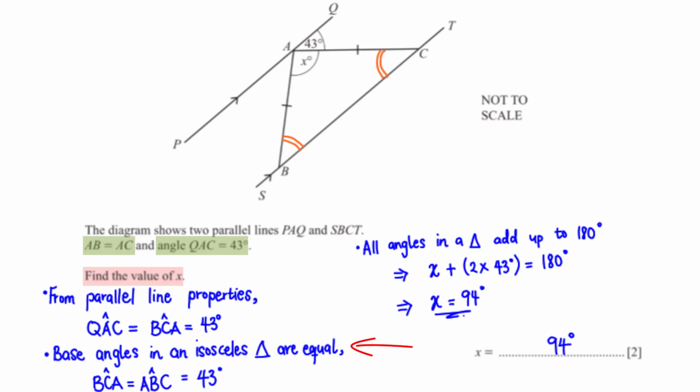Base angles in an isosceles triangle are equal, and if this is the case, that means that angle BCA and angle ABC are equal. And so if angle BCA is equal to 43 degrees, angle ABC is also equal to 43 degrees. Another thing we also know is that all angles in a triangle add up to 180 degrees, and so that means that x plus 2 times 43 degrees is equal to 180 degrees, and that gives us the value of x as 94 degrees.